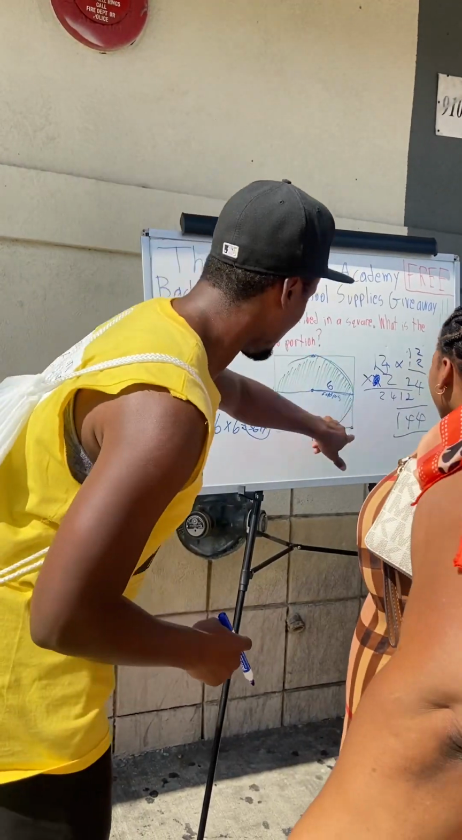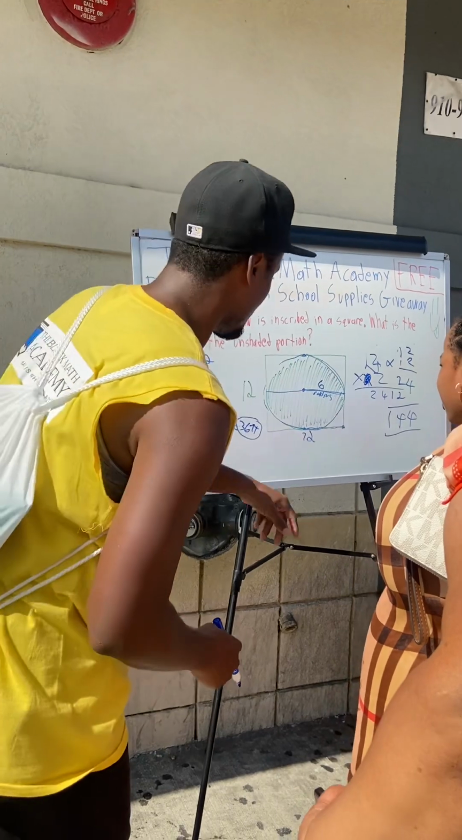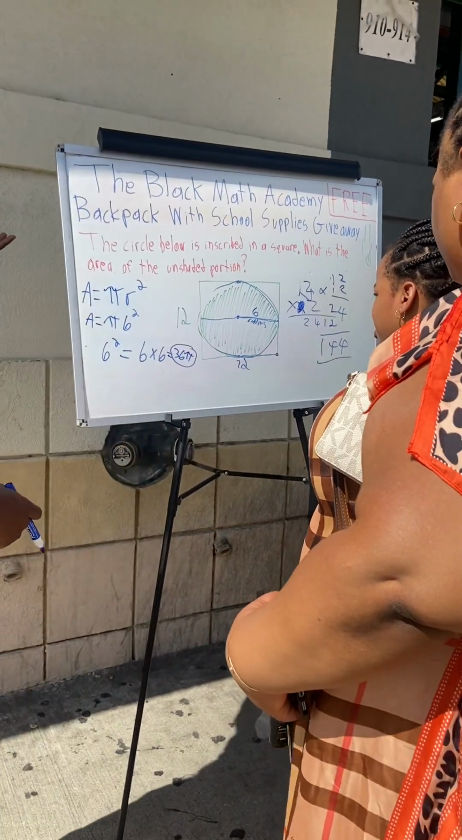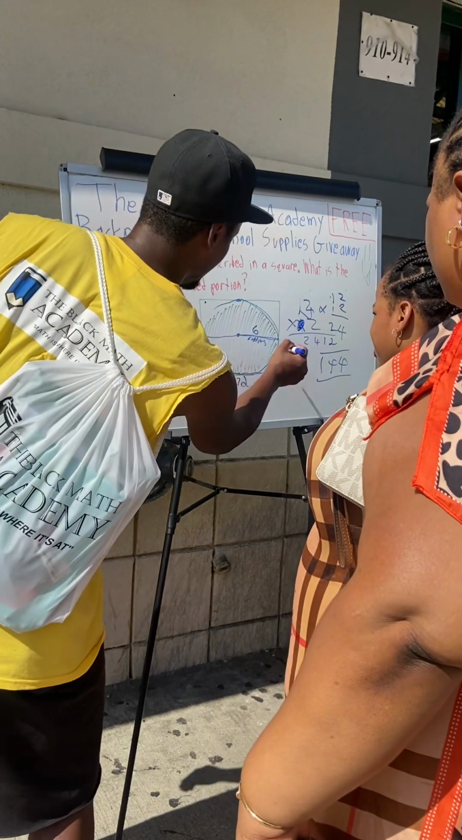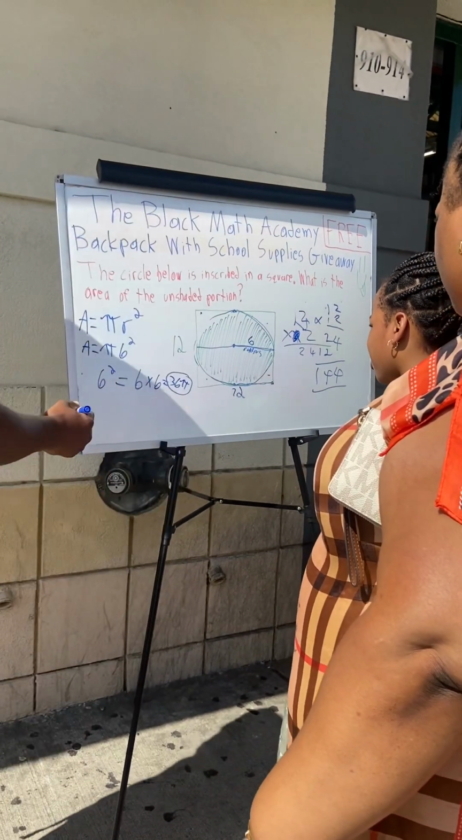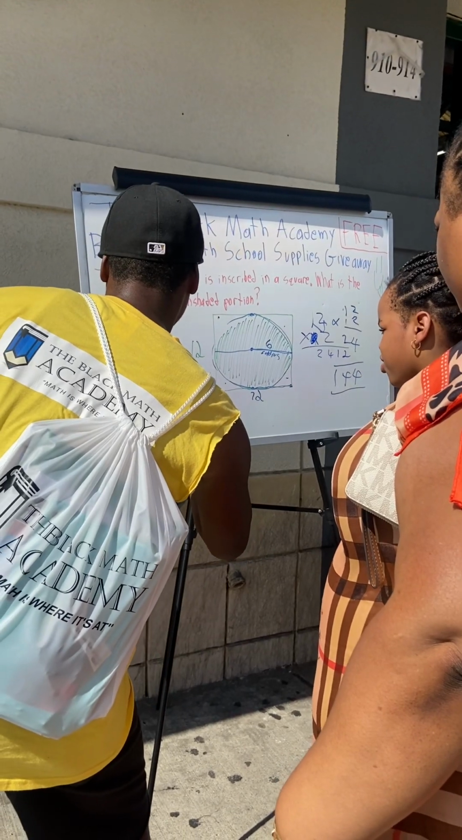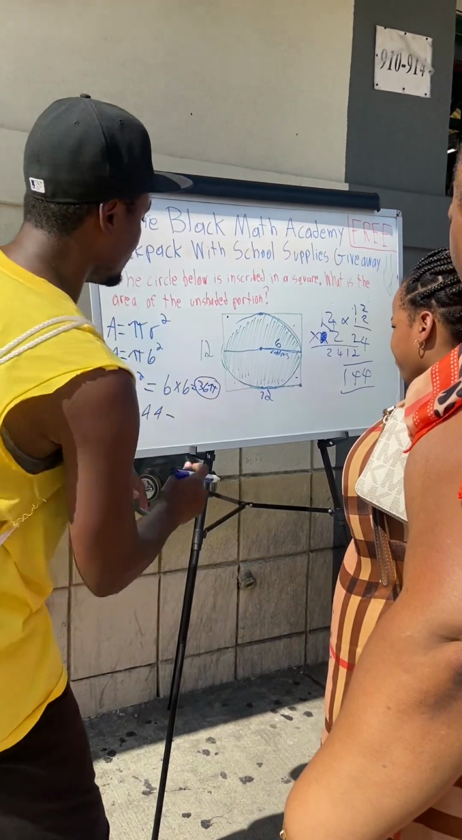Now the four sections, we're going to get it. So how do we get those four sections? Well, we take the square and subtract the circle. The square minus the circle are these four pieces. Okay, so the square was 144. We're going to subtract the circle, which you said was 36.